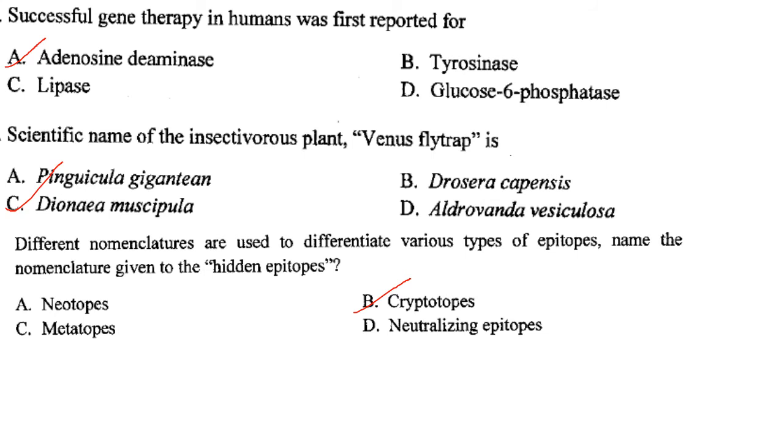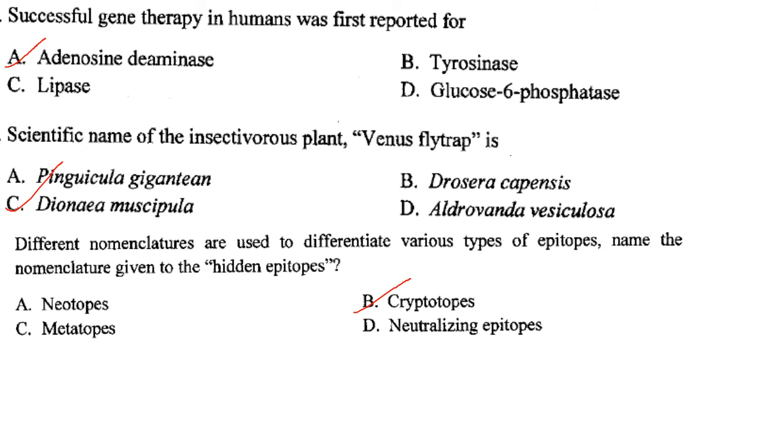Answer is option A. Then the next: scientific name of the insectivorous plant Venus flytrap. It is Dionaea muscipula. Okay, answer is option C.